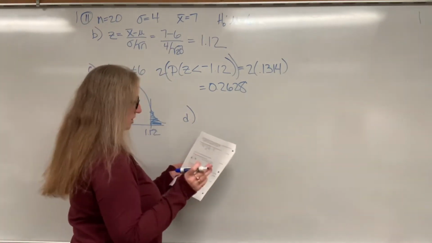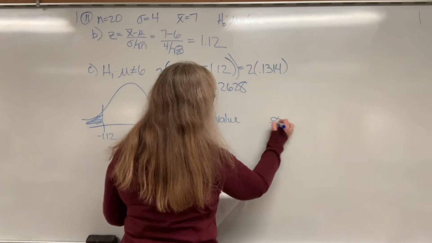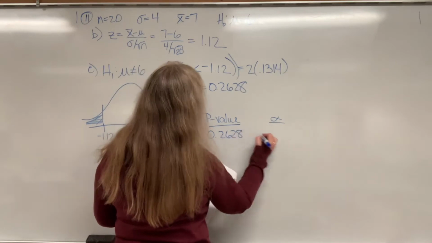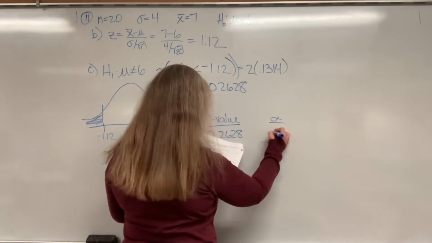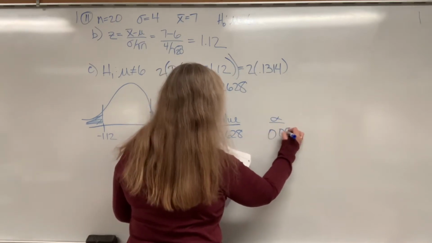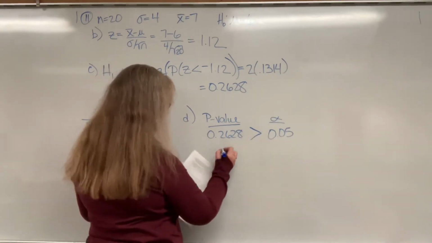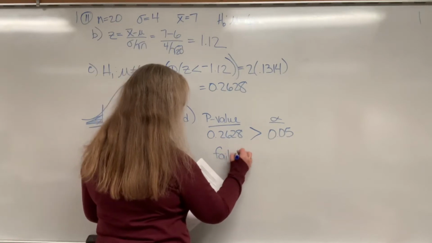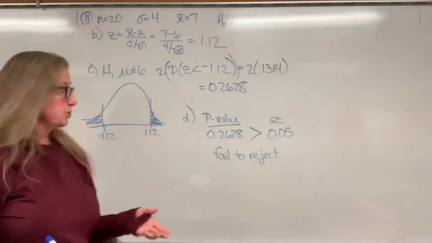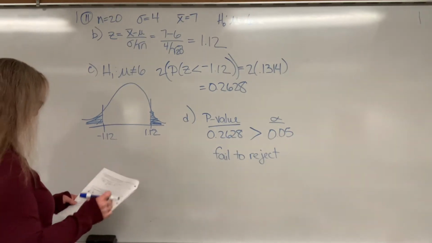All right, part D says, for the level of significance of 0.05 and the hypothesis from parts B and C, do you reject or fail to reject? So as usual, write p-value, alpha. My p-value is 0.2628. My alpha is, what was that? Did I write it down? Oh, 0.05, it was given in this one, sorry. So I see that this p-value is bigger, so I fail to reject. And I will do all multiple choice. So this problem had everything written out, but we'll do all multiple choice.